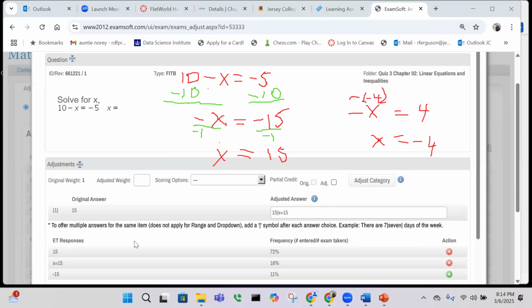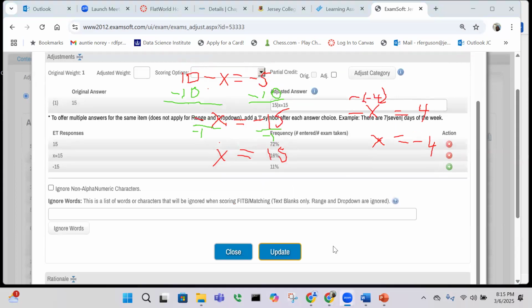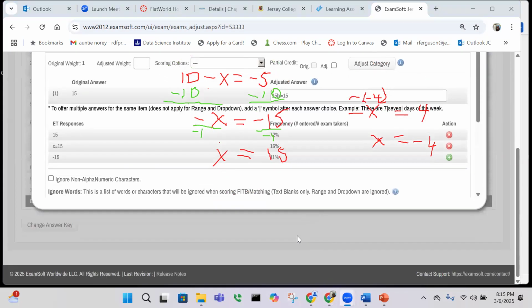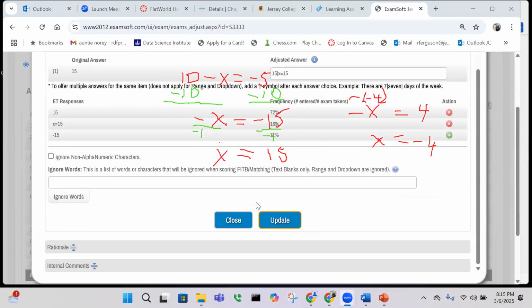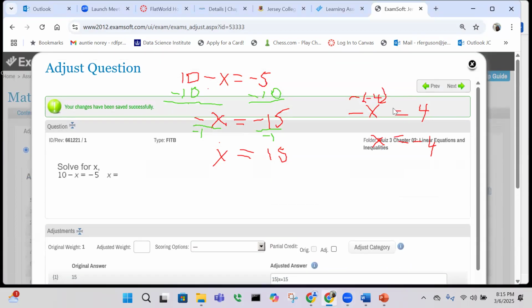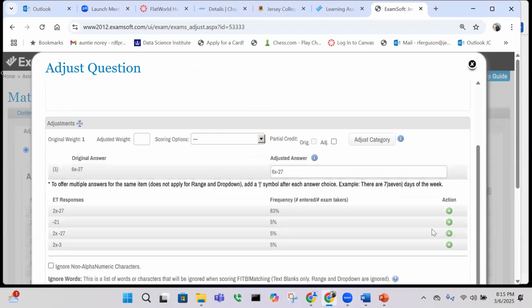And I think a couple people got it. Let's go to, did I do change? Yeah, I did change some stuff. Update. So next is this problem I told you about, distribute. Oh, nice. 83%. Most people got it right.